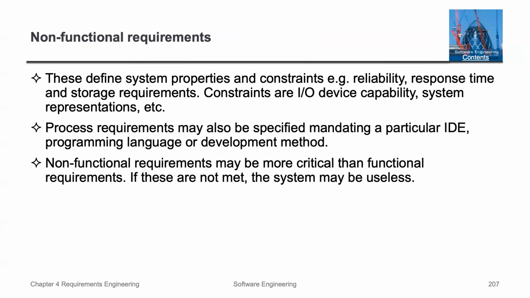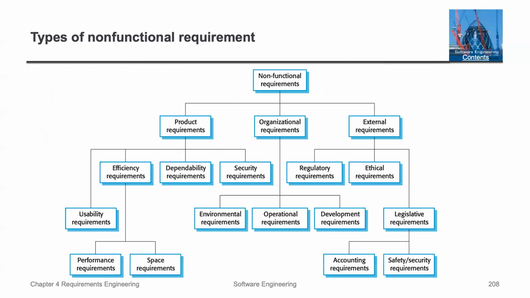So what about non-functional requirements? These define system properties and constraints, for example, reliability, response time, and storage requirements. Constraints are I/O device capability, system representation, etc. Process requirements may also be specified, mandating a particular integrated development environment, programming language, or development method. Non-functional requirements may be more critical than functional requirements. If these are not met, the system may be useless.